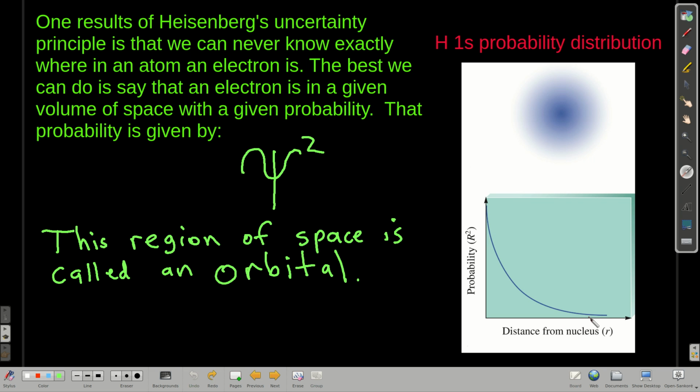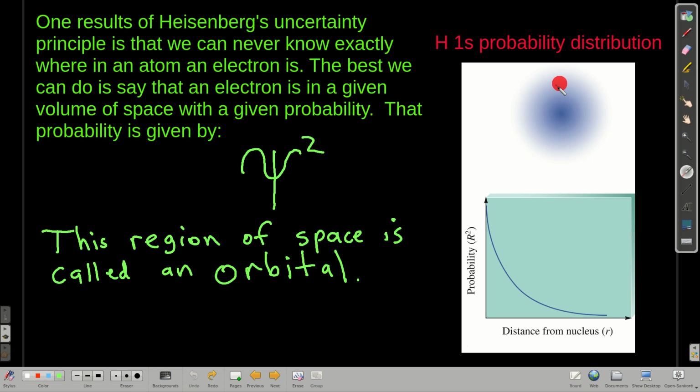This curve, this line, asymptotically approaches the x-axis as r goes to infinity, which means that it never gets to a probability of 0 until we get out to infinity. In other words, at any distance from the nucleus out to infinity, there's some non-zero probability that the electron is there. That's why we have to cut it off at something like 90% or 95%. Then all of a sudden this distance gets really small.